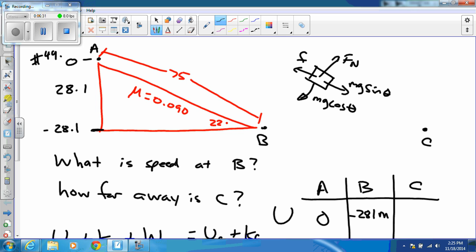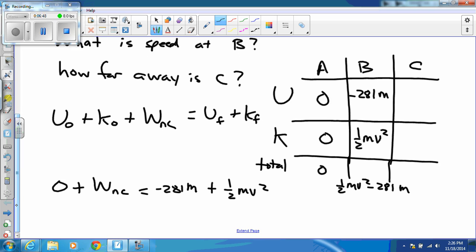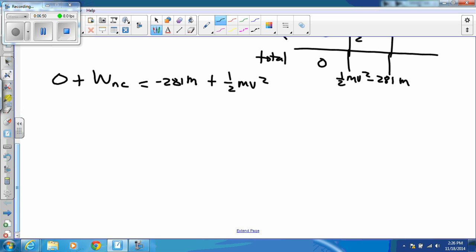So according to this, what is the value of the normal force? According to this free body diagram, what's the value of the normal force? mg cos theta. And the mg cosine theta, right? And therefore, what is the value of the frictional force? Mu times.